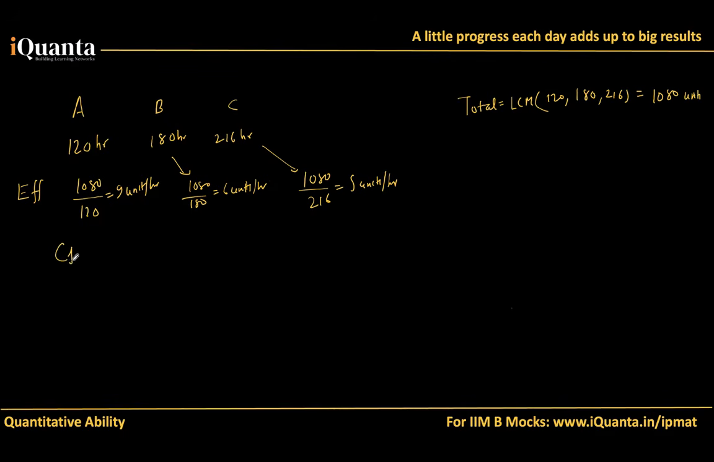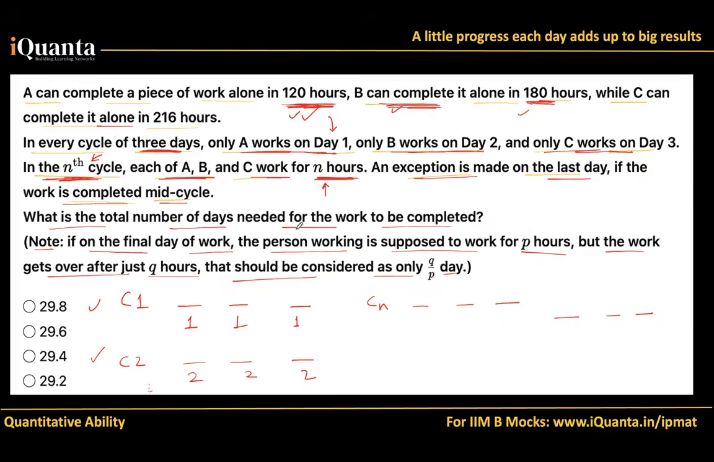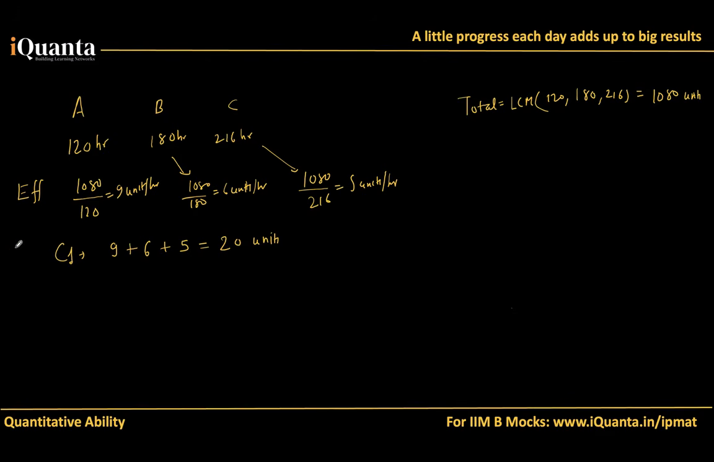Now if you talk about cycle 1, it clearly mentioned that in cycle 1 A is working on day 1, B on day 2, C on day 3, right? So A will do 9 units of work on day 1, B will do 6 units of work on day 2, C will do 5 units of work on day 3. So together they completed 20 units. In cycle 1, they will be working for 1 hour every day, right? So 9 units in 1 hour, 6 units in 1 hour, and C did 5 units in 1 hour, 20 units. This was the work done in 3 days, because in cycle 1, we have day 1, day 2, day 3.